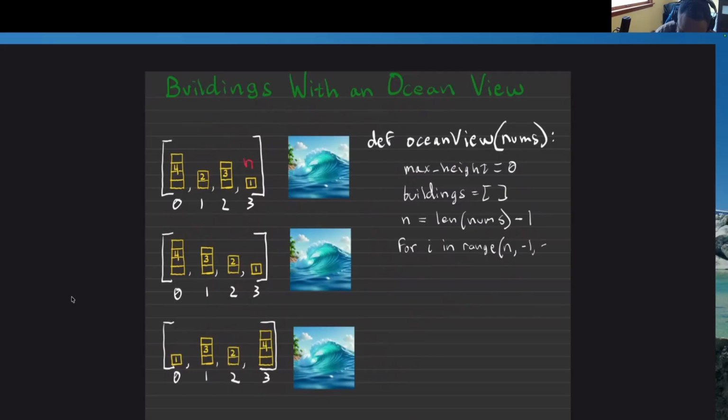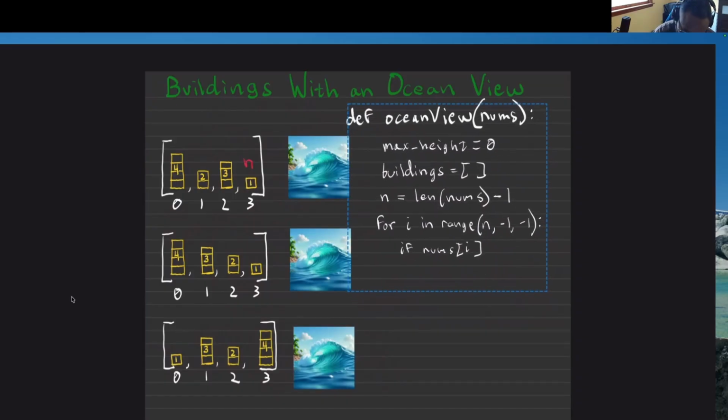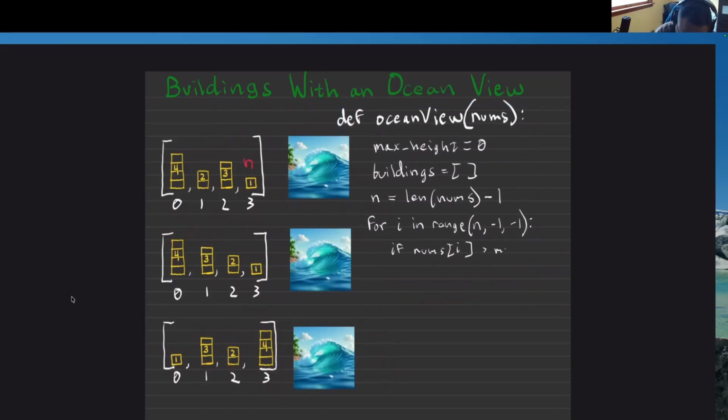Okay, great. Now for i in range n, right? We're going to work backwards. We're going to ask ourselves if nums of i, if this 1 here, is greater than our max height, and it is, right? We're going to say buildings append. We are going to append i, because i is equal to 3 right now. We're working backwards, okay? So we append it to buildings. So buildings will have a 3 in there, right?